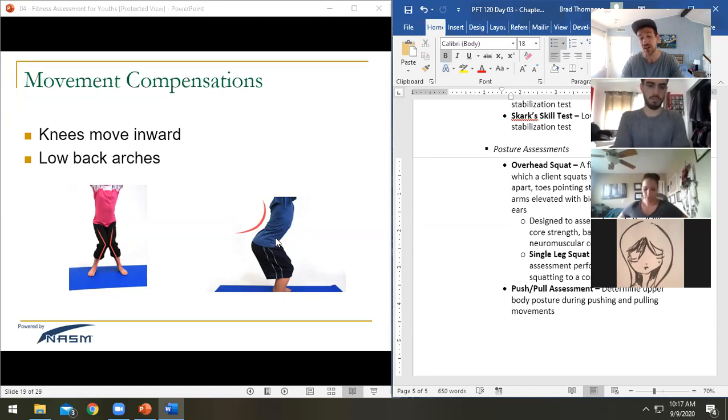So what's happening here? Hip flexors are overactive, opposite side of the joint, gluteus is underactive. Erector spinae is overactive, right? Opposite side of the joint, abdominals are underactive.